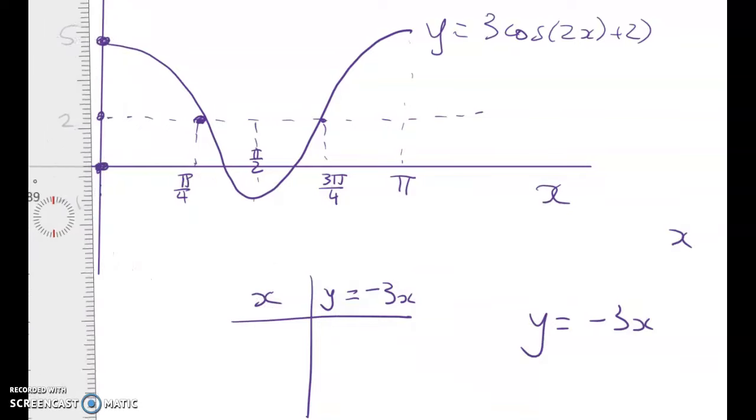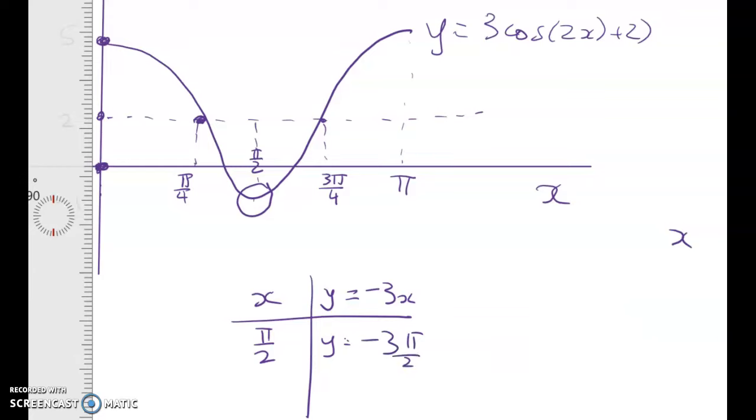So the point that I'm going to substitute in here, and there are different ways to do this, but this is my way, is I'm going to substitute in x is equal to pi on 2, right? And so y is equal to -3 pi on 2. And you can see if you bung that into your calculator, you'll get -3 times 1.57 or so.